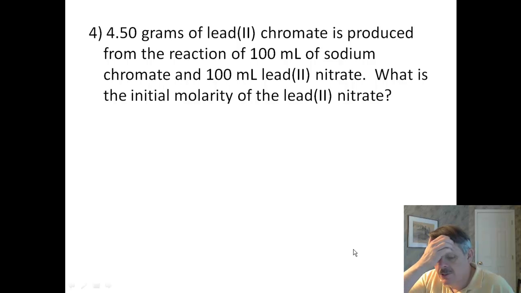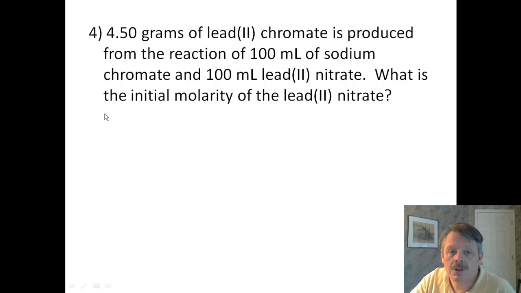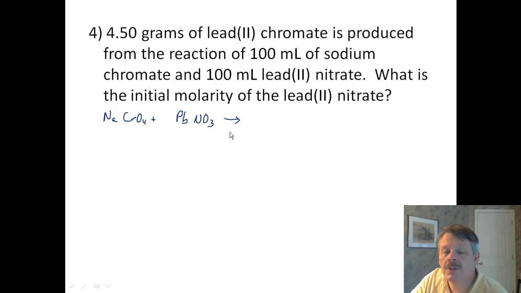All right, let's try number 4. Lead chromate is produced from the reaction of sodium chromate. Okay, let's go and write some things down. This is sodium chromate, Na2CrO4, plus lead 2 nitrate. All right, and so obviously I have a double replacement reaction, so I'm going to put together lead and chromate, PbCrO4, and I'm going to put together sodium and nitrate, NaNO3.